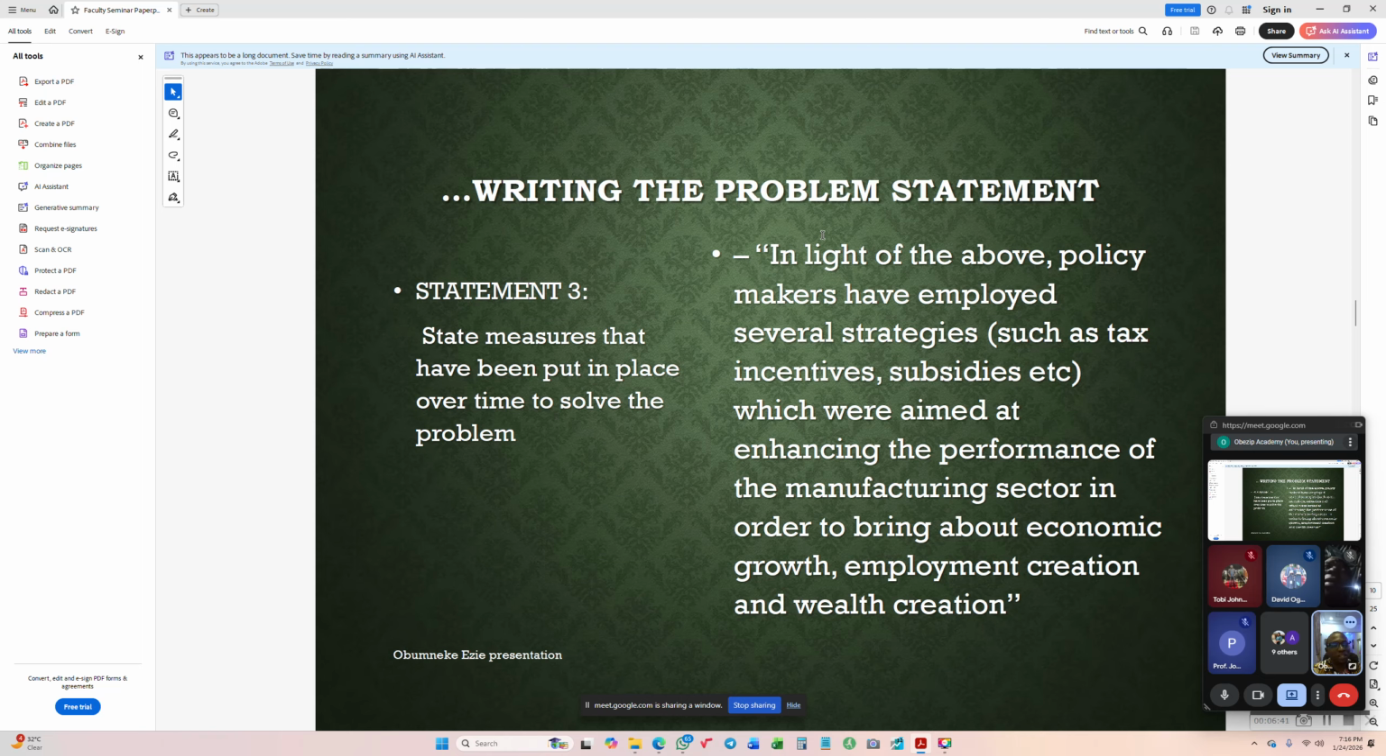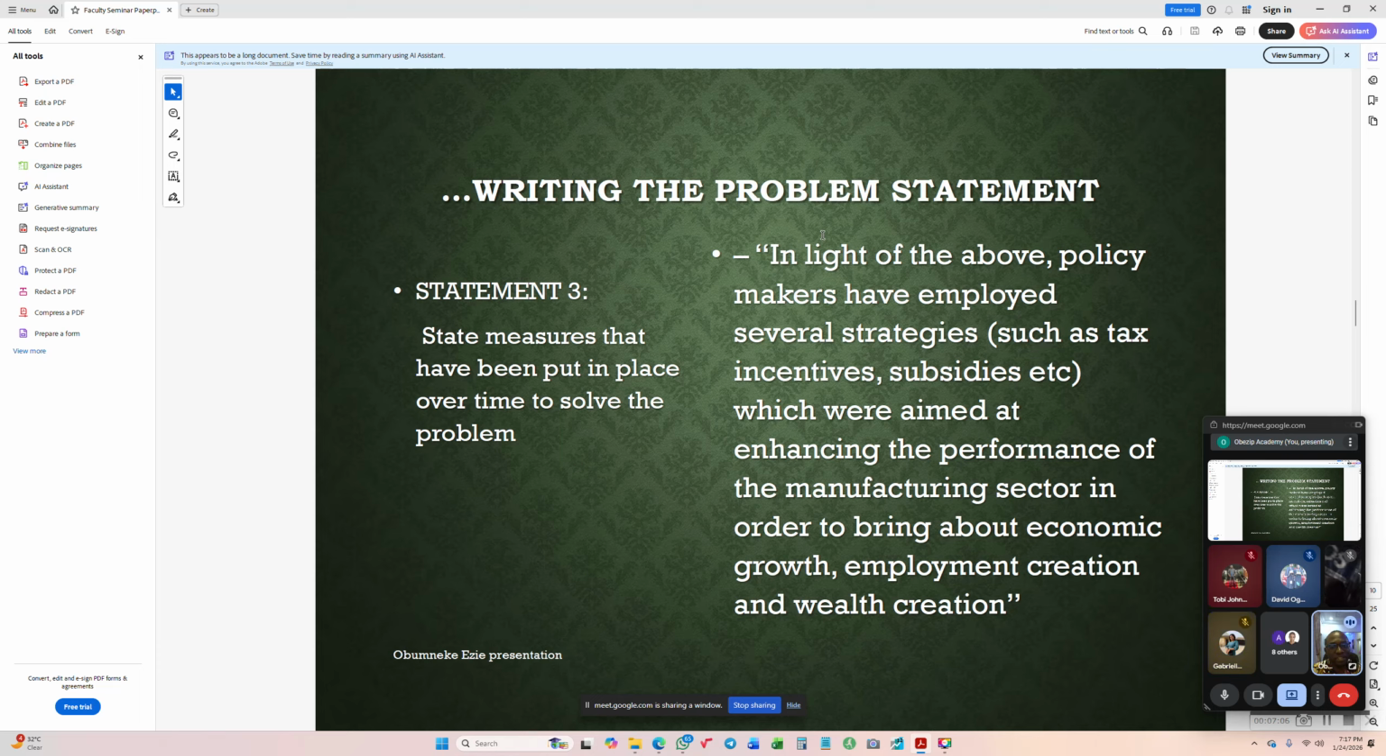Then statement three is, we need to identify efforts that have been made previously to address the reality on ground, right? We have to state the measures that have been put in place, either by policymakers or organizations or whatever individual, agent or sector that is handling that particular issue. What have they been able to do previously to tackle this problem?